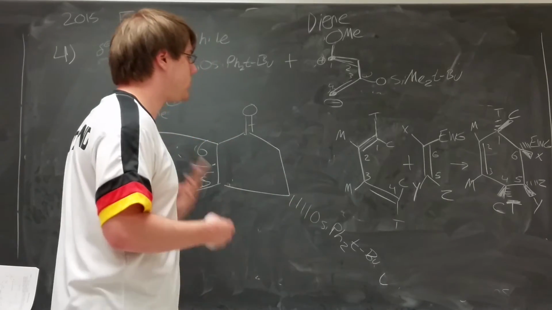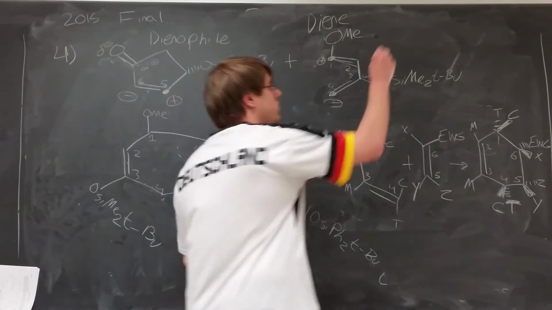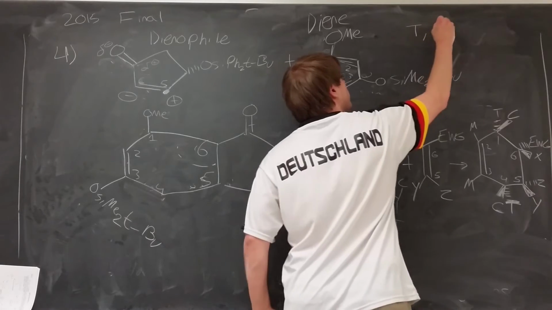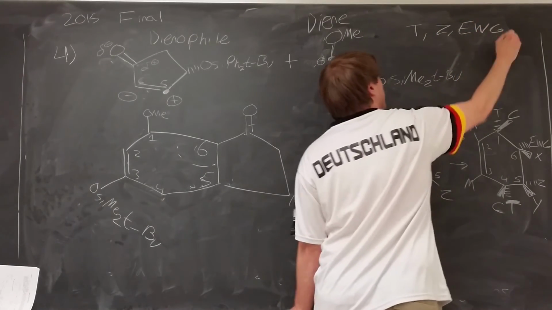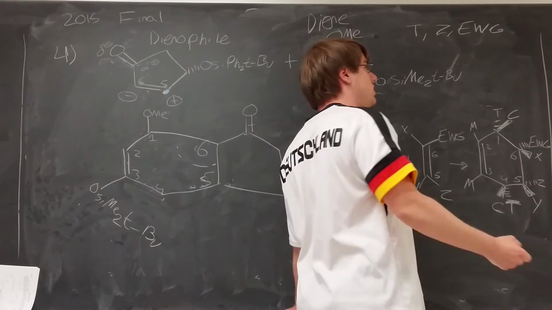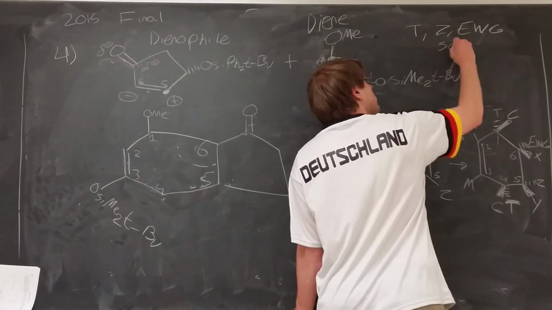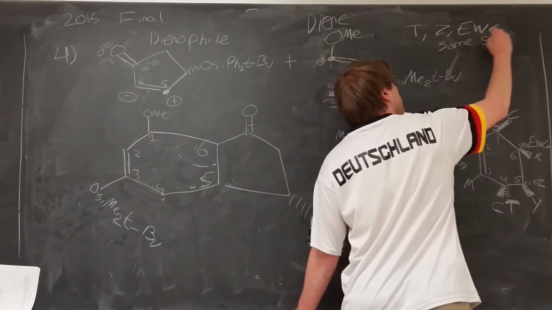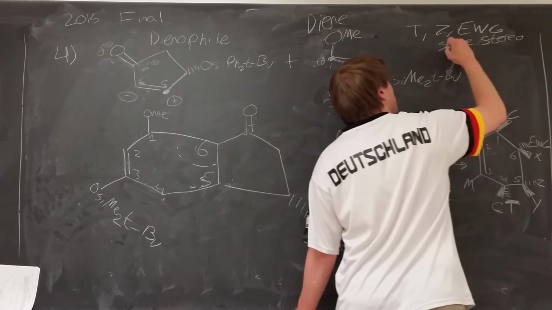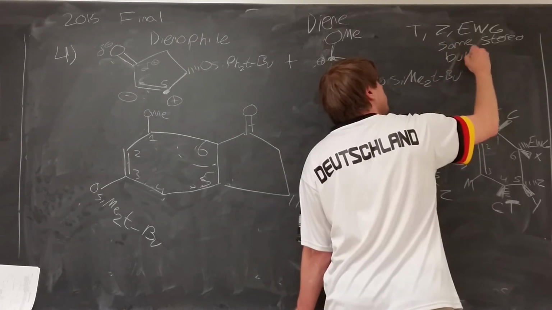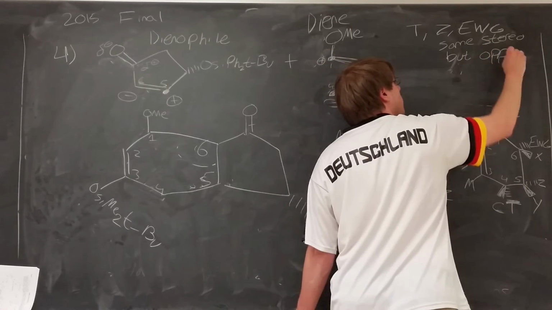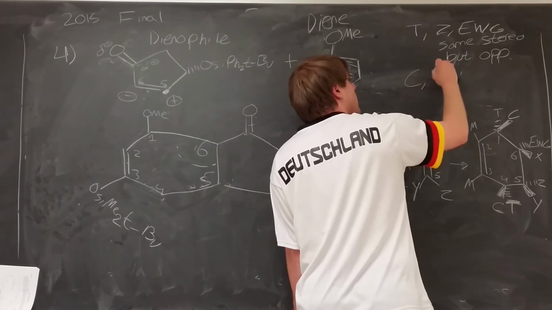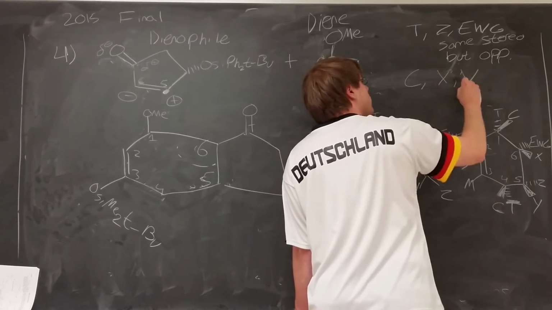And what the endo rule states is that your T, your Z, and your EWG groups will have the same stereochemistry as each other, same stereo, but will be opposite your C, X, and Y groups.